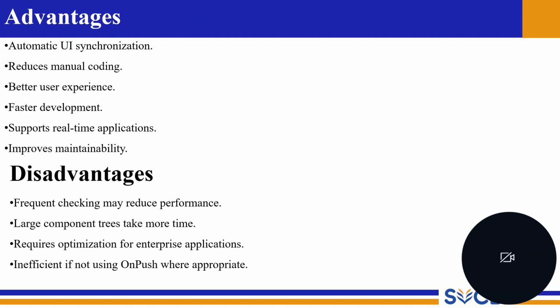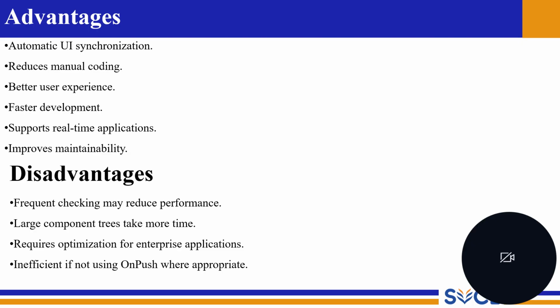Here, the advantages are, first, automatic user interface synchronization. Angular automatically updates the user interface whenever the application data changes. Developers do not need to refresh the page manually. For example, whenever a customer increases the product quantity, the total price is updated instantly. The second one is that it reduces manual coding. Angular automatically updates the DOM web page, reducing the need for manual JavaScript code. This saves development time and minimizes coding errors.